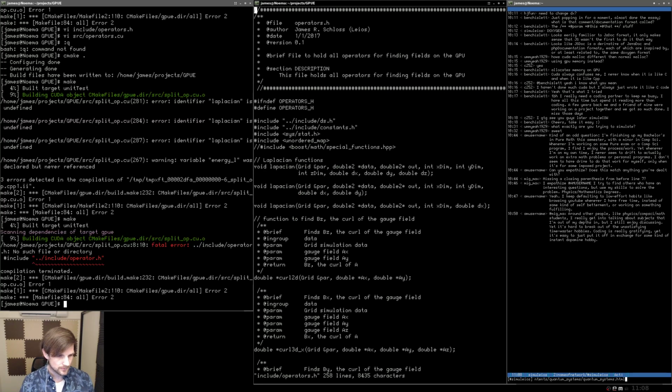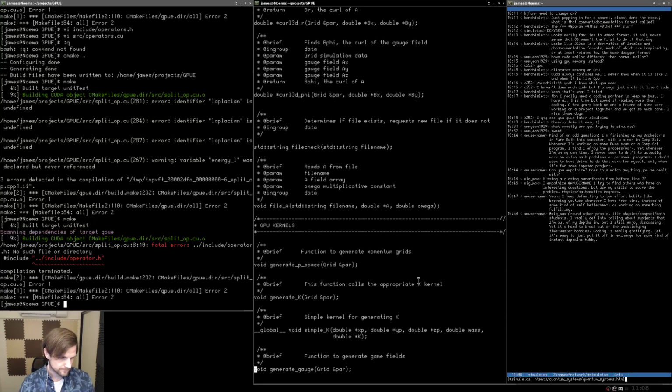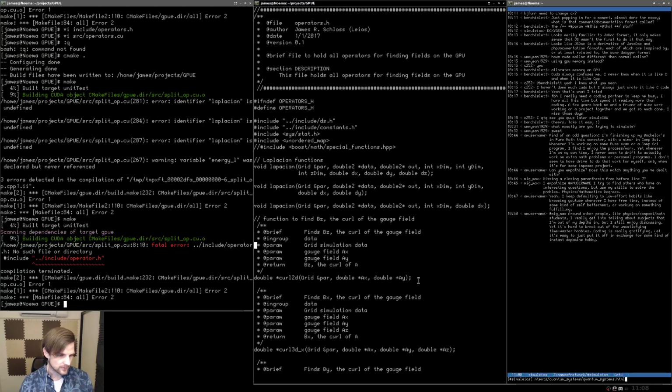Void Laplacian. They're there. I don't understand what the problem is. We have identifier Laplacian is undefined. Says void Laplacian, double curl 2D. I can call the curl 2D function without any problem, I believe. Yeah, this is definitely where it belongs, though. So why are you undefined?